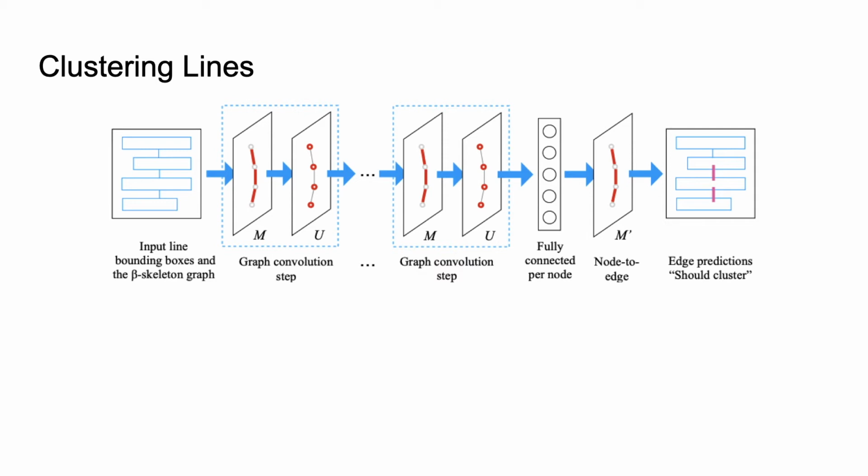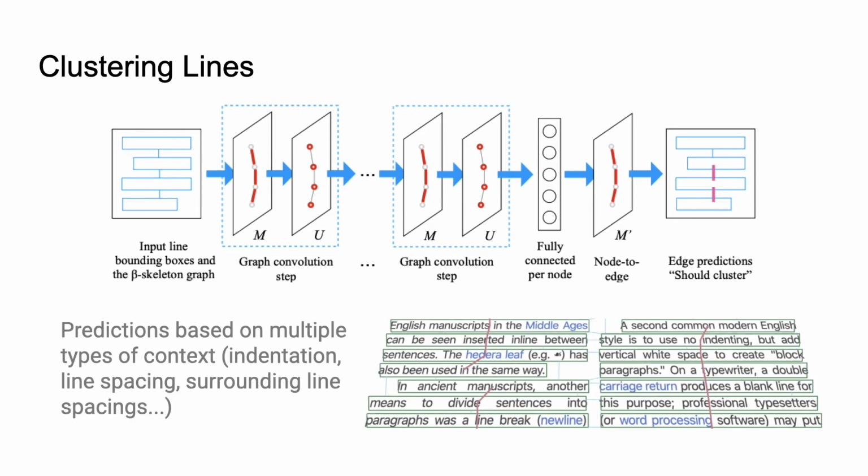It takes the line bounding boxes and the graph and does predictions on the edges to see if the 2 lines should be clustered into the same paragraph. Again, the prediction can be inferred from the bounding boxes and the graph convolution propagations to take the signals from indentations or line spacing.